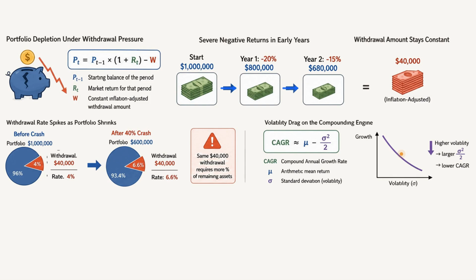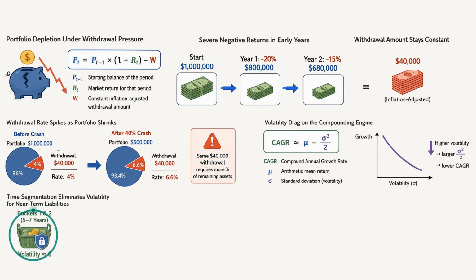So how do we fix this? Time segmentation eliminates this volatility for your near-term liabilities. By keeping your immediate needs in safe assets like buckets 1 and 2, we drive the volatility of that specific capital down to near zero. This protects your stable cash flow generation, preventing volatility drag from destroying your immediate livelihood.